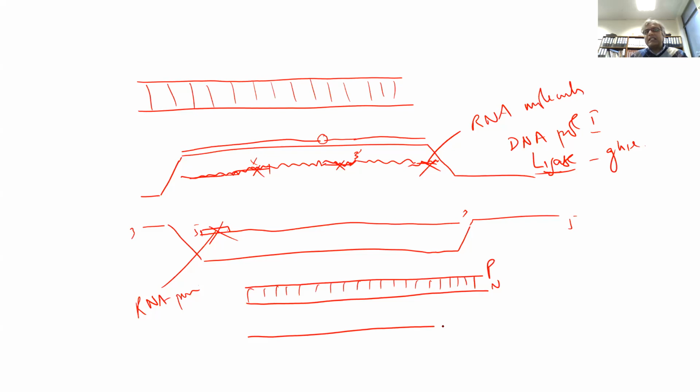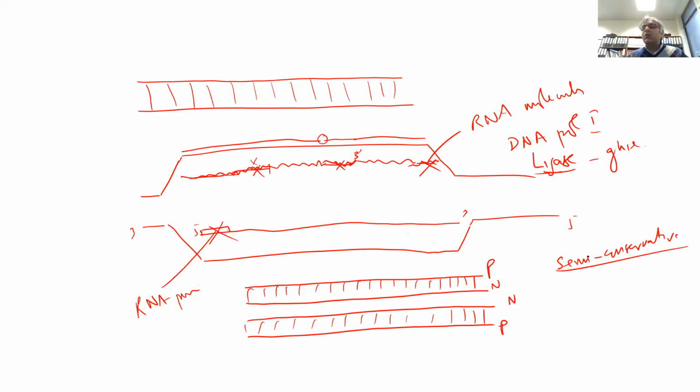And on the other side also, this side, we have one parental strand and the other is new strand. So we call this semi-conservative mode of DNA replication in that lecture, which means the parental strand remains there and a complete new strand is synthesized.